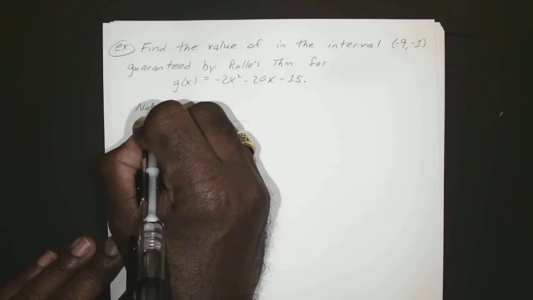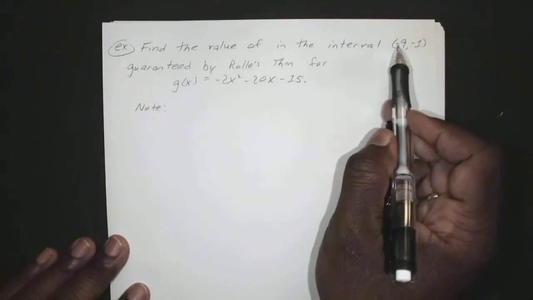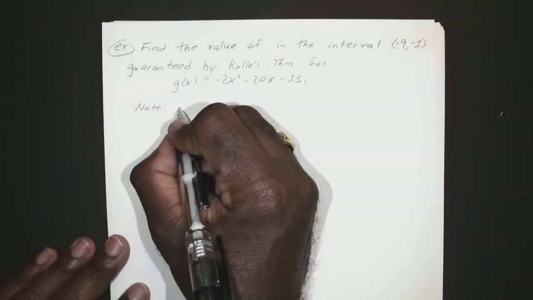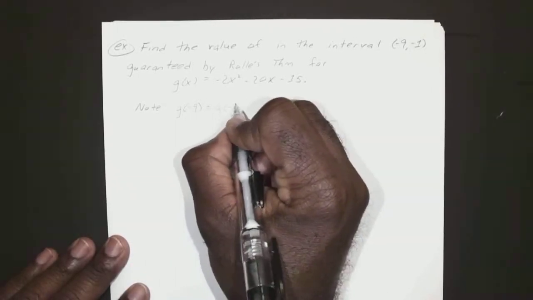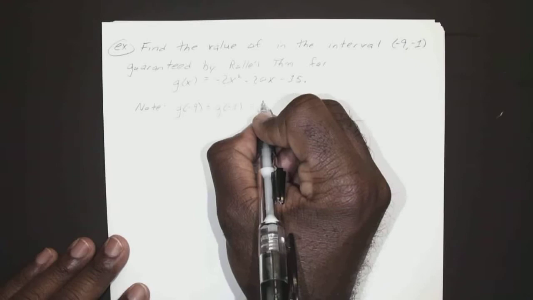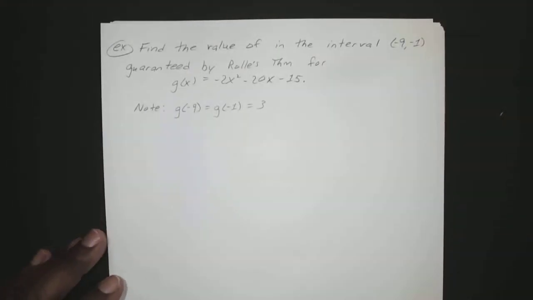And note that we know that if we plug in both of those endpoints, g of -9 is actually equal to g of -1, which they both equal 3. Okay. Sometimes they'll give it to you, sometimes they won't, but if you just plugged in your endpoints, you could find that out.